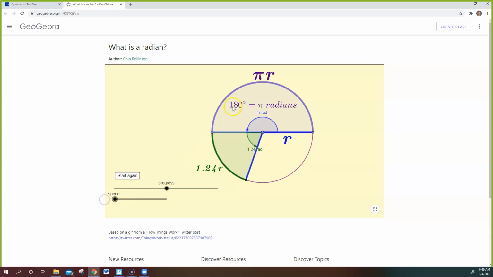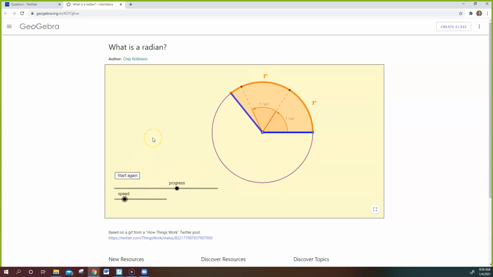So this is a fact that we need to know. 180 degrees, halfway around the circle, is equal to pi radians. All right, so 3.14159 of these radian lengths. Well, then what would it be if I went all the way around the circle? So here, notice they're going another certain radian amount. They go all the way around the circle. So they go another pi radians. Well, how many total pi radians are there?